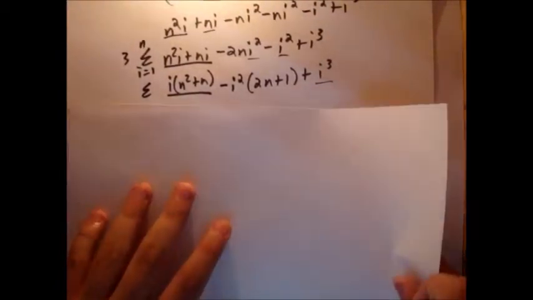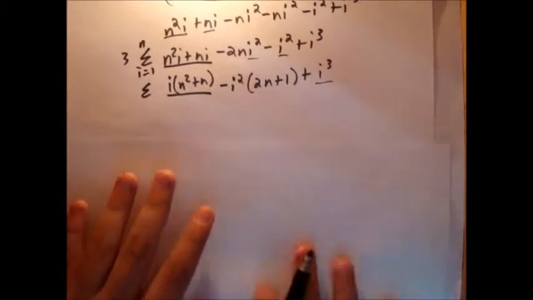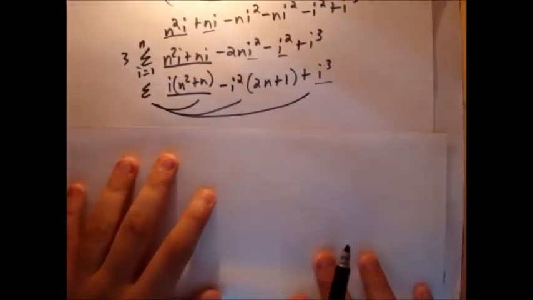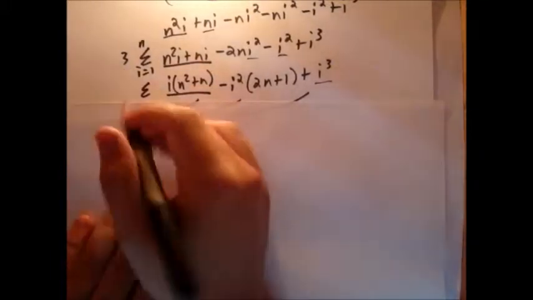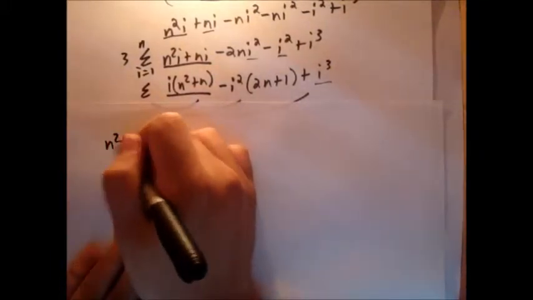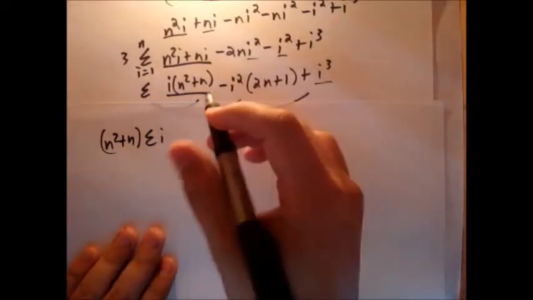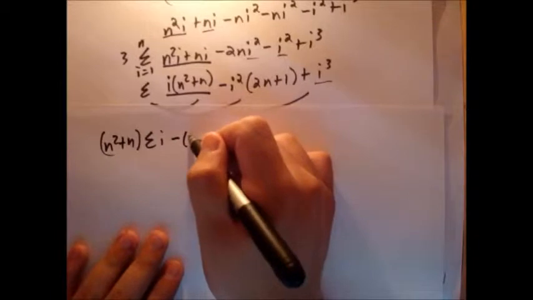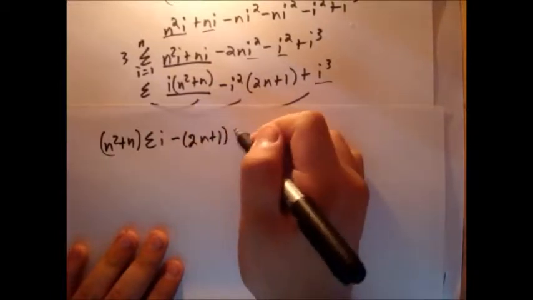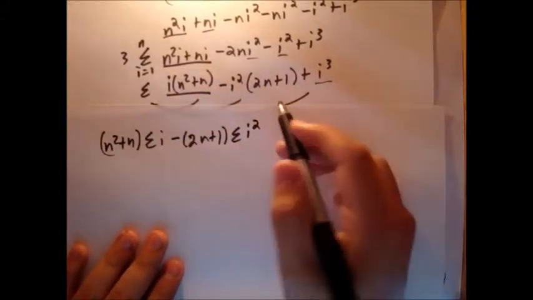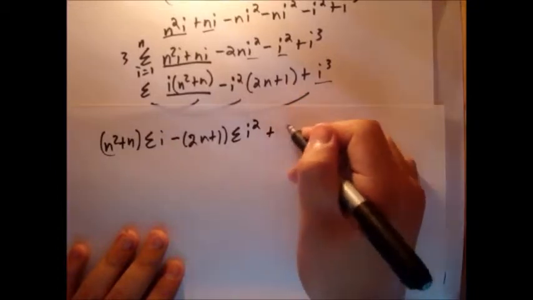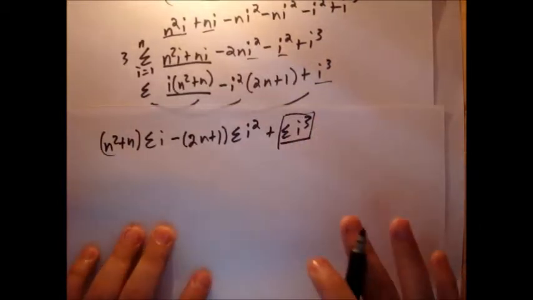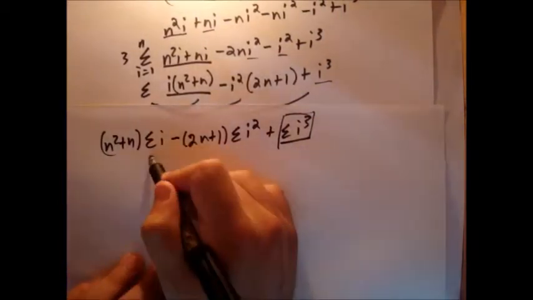So for the first term, remember, sigma can distribute, right? So let's actually start. n squared plus n sigma i, okay? And then right here the same thing, minus 2n plus 1 times sigma i squared. And then right here we have plus sigma i cubed. Remember, when I touch this is what we're actually looking for. We'll leave it alone for now. And let's actually concentrate on these right here.